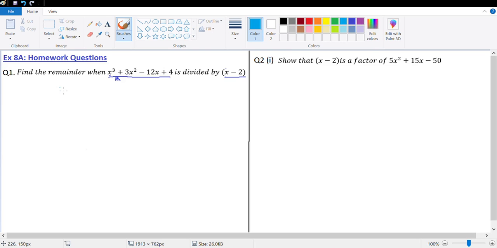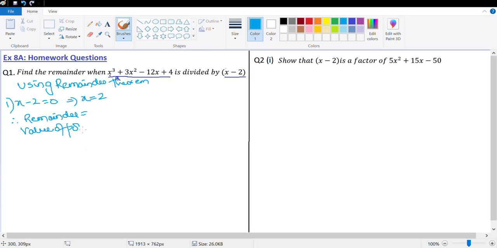So first one, it says find the remainder when this polynomial is divided by x minus 2. So using remainder theorem, what we have is x minus 2 is equal to 0, which means x is equal to 2. Therefore, remainder is equal to value of polynomial when x is equal to 2. So let's put the value of x is equal to 2 in the polynomial.